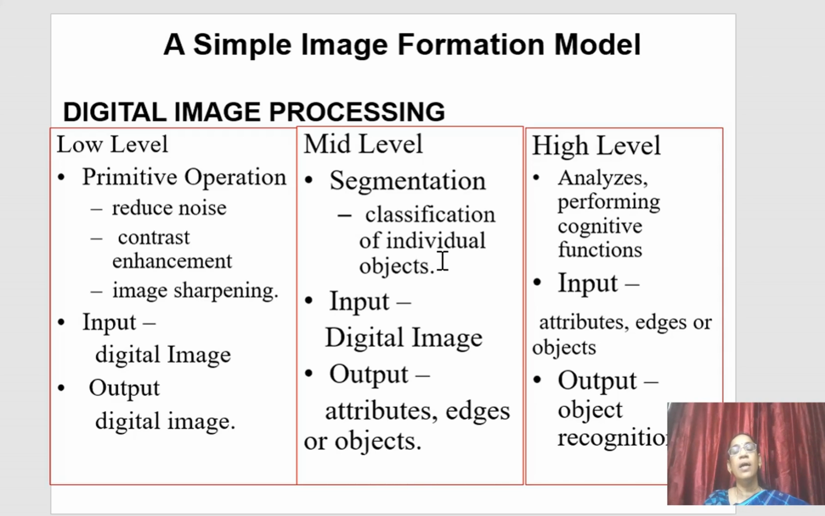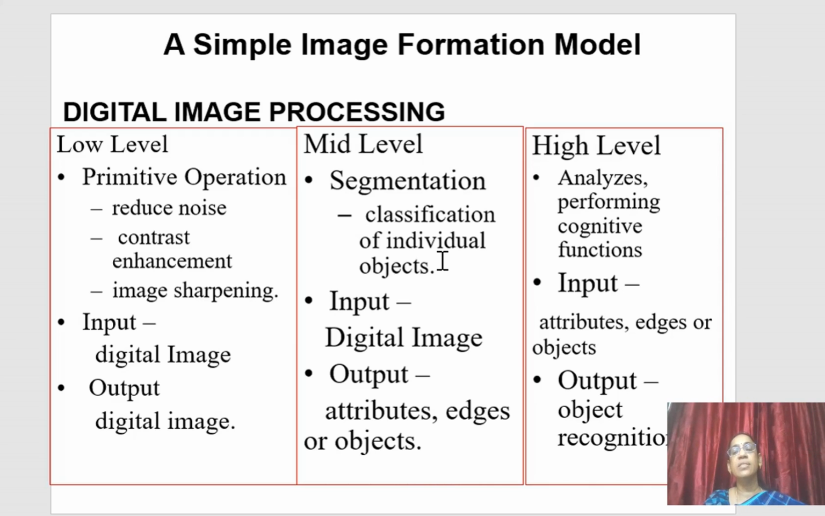In this middle level, the input is the output of the low level, that is the digital image, and the output of the middle level may be attributes, that is data, or edges of the image or objects. So the output may be an image or may be data.